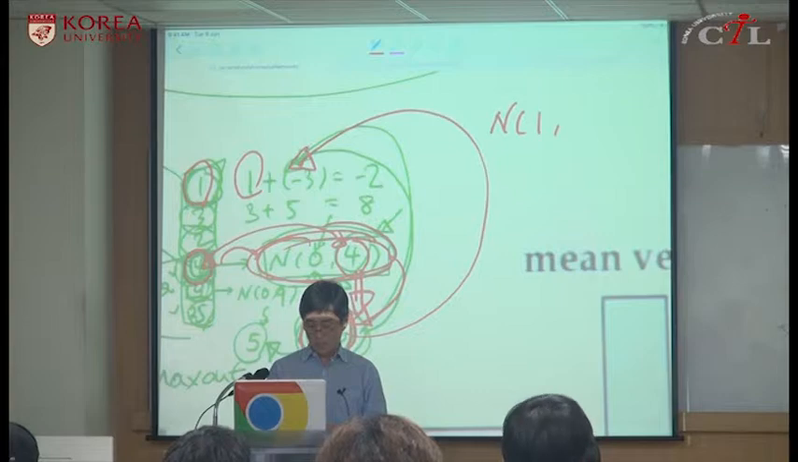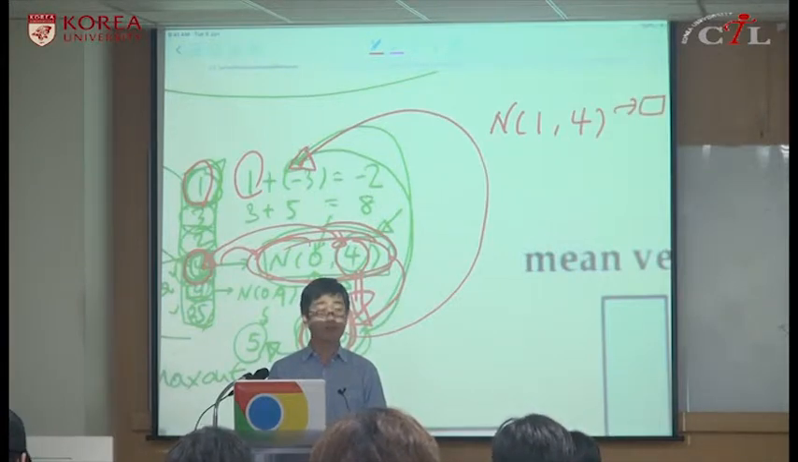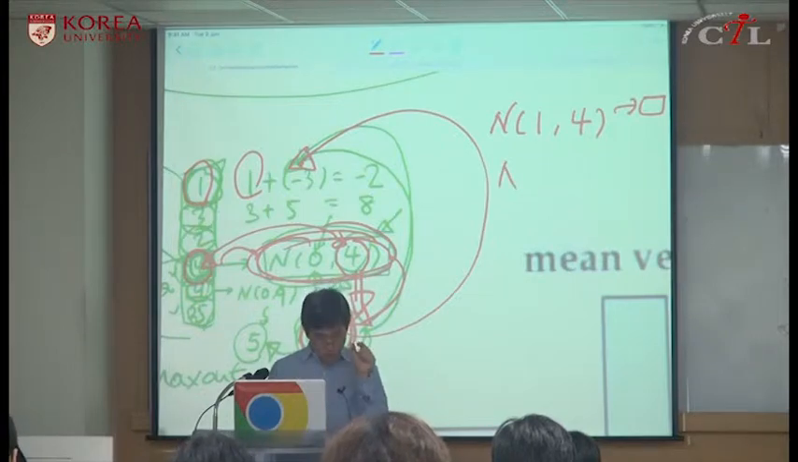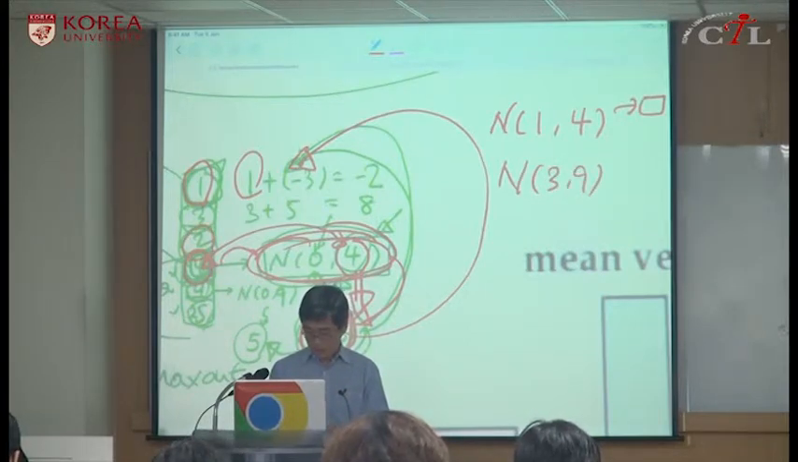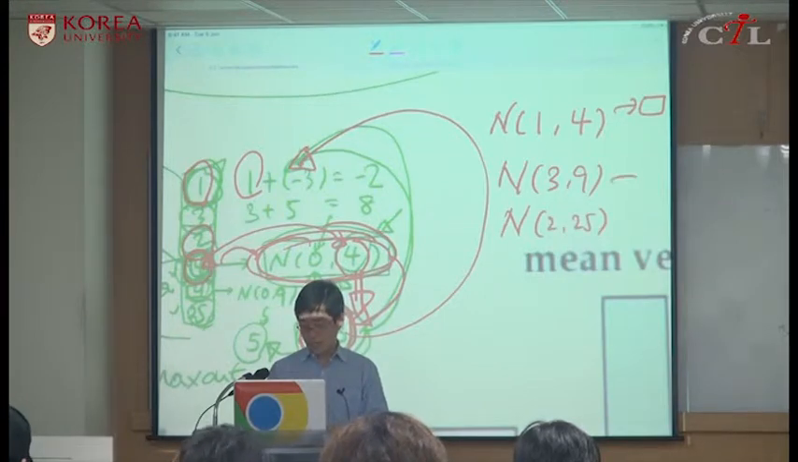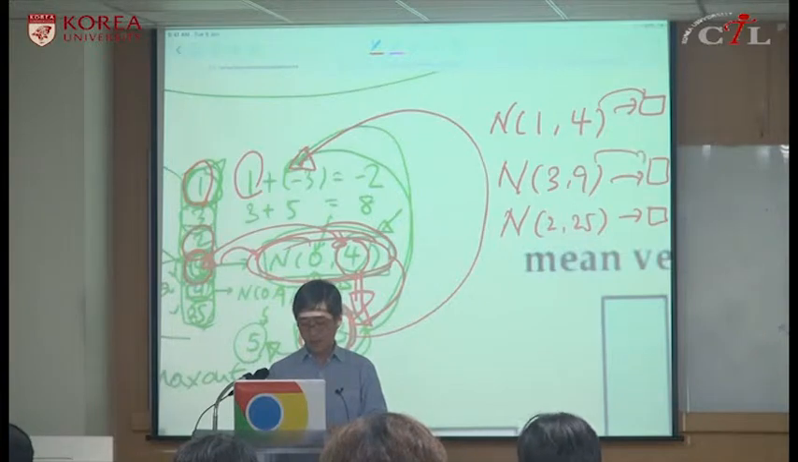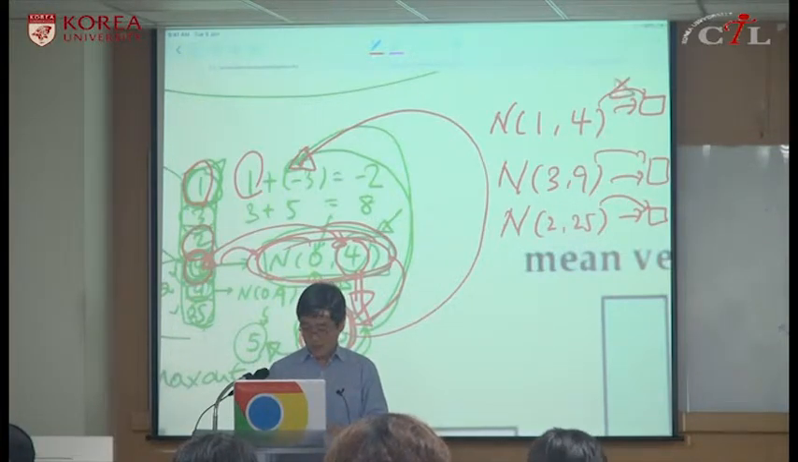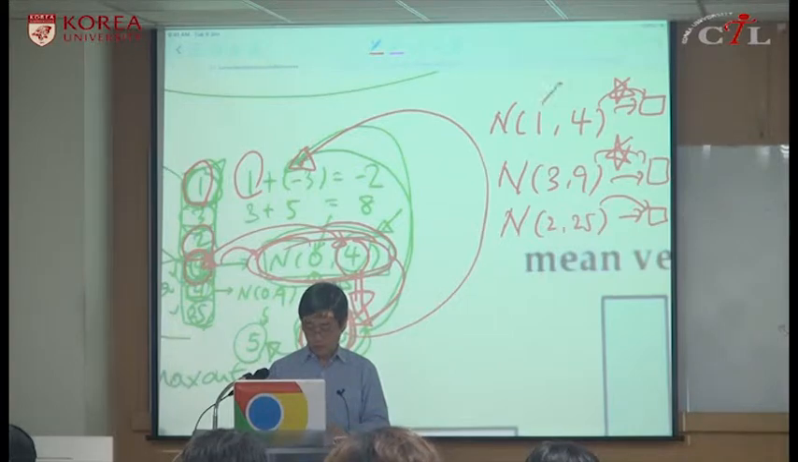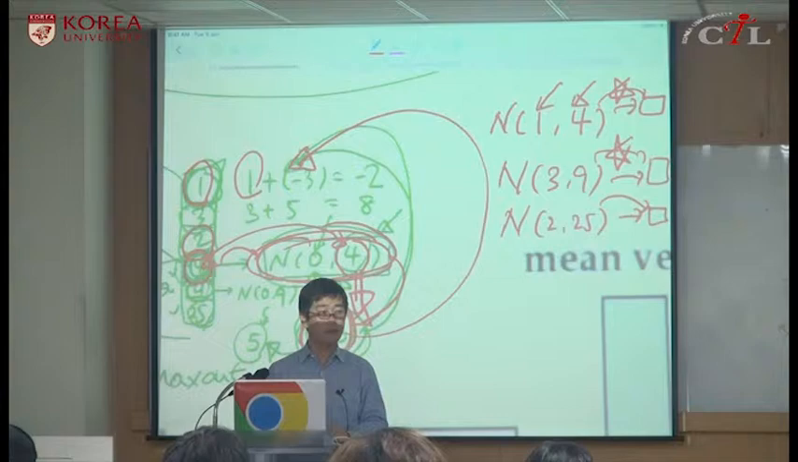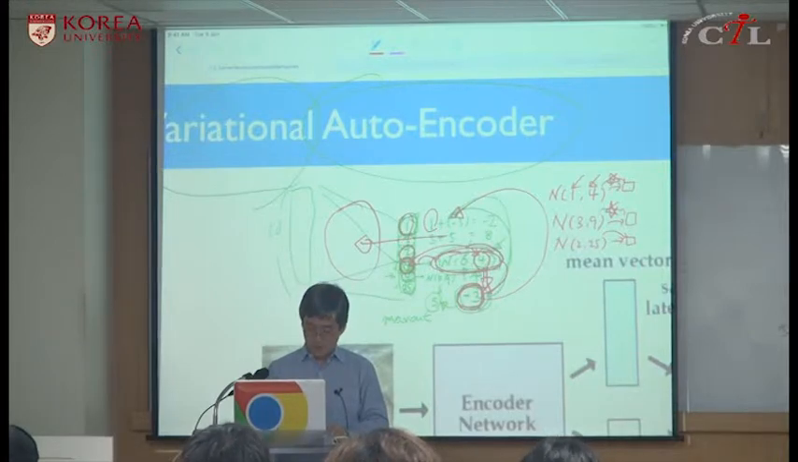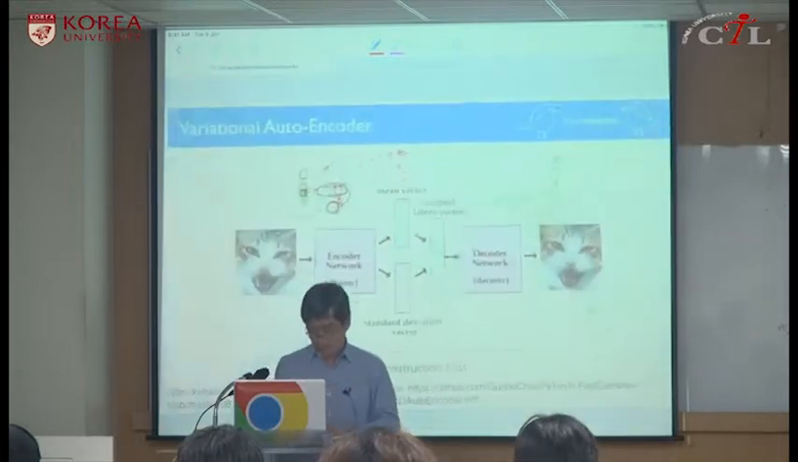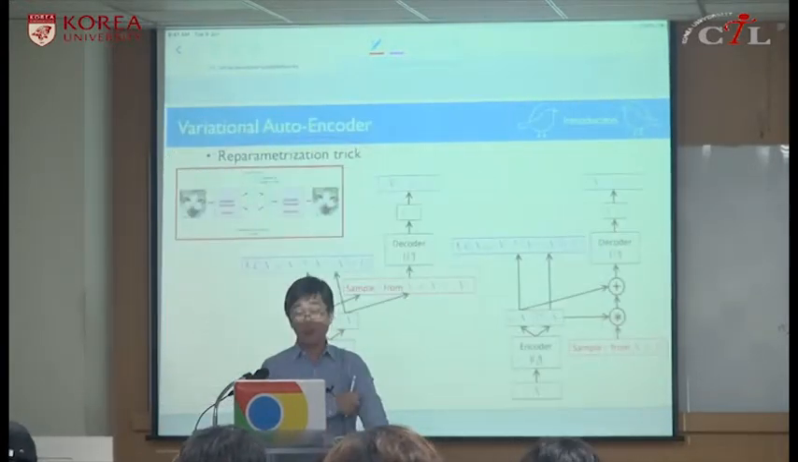So our mean is 1 and the variance is like this, and then we obtain the random sample over here. The second distribution that we obtain a random sample from is like 3, 9, and the next one is like 2, 25. So we are obtaining random samples from these distributions. This part is not differentiable, but we have to do the backpropagation through those two parameters, the mean and the variance, right? That way we can backpropagate through this process. To handle this issue, we apply something called the reparameterization trick.